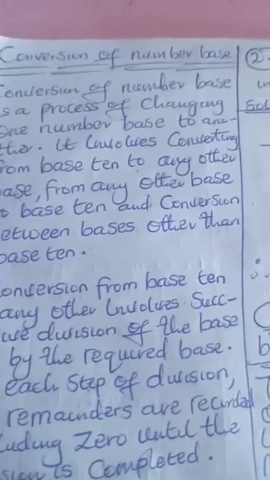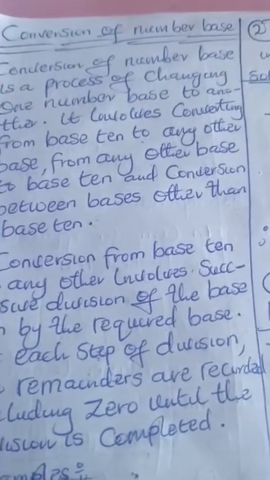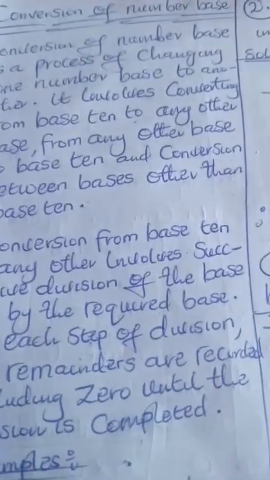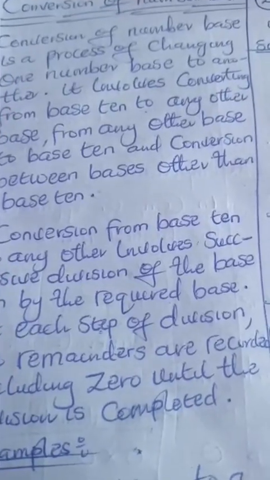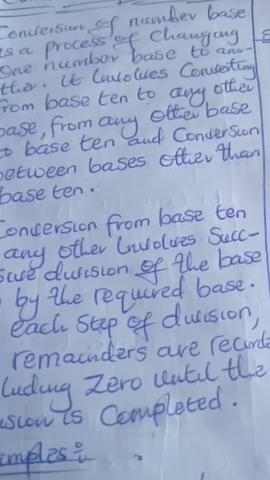Okay. Conversion of number base. You say conversion of number base is a process of changing one number base to another. It involves converting from base 10 to any other base, from any other base to base 10, and conversion between other bases. Now, like we said earlier, generally counting is done in base 10, right?